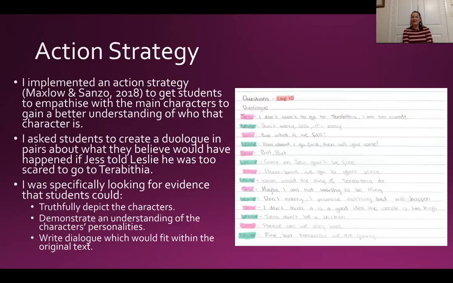This one I really liked. So I implemented an action strategy, and I wanted the students to really empathize with the main characters of the book. So I gave students the task to create a duologue, so with a partner, and I wanted them to explore what might have happened in the story if Jess had admitted he was afraid to Leslie. So we just got that going on there. And so what I was looking for, a truthful depiction of characters, demonstrating an understanding of these characters and their personalities, and also it had to fit within the text.